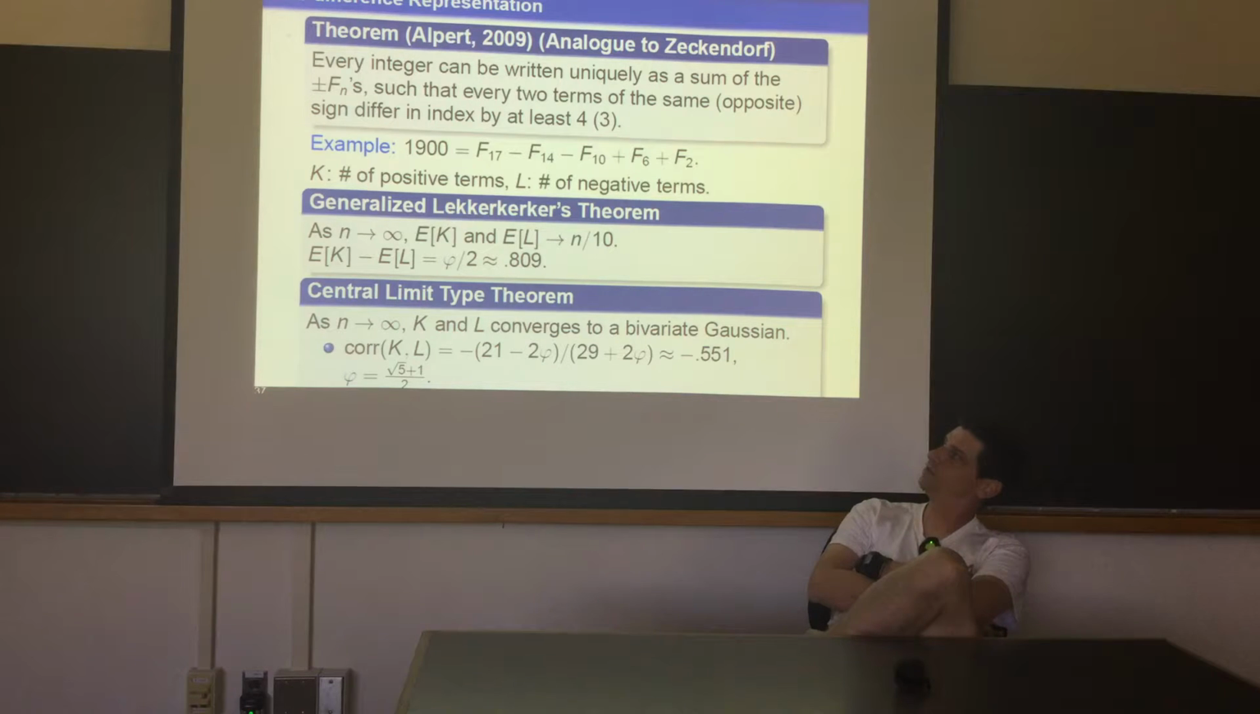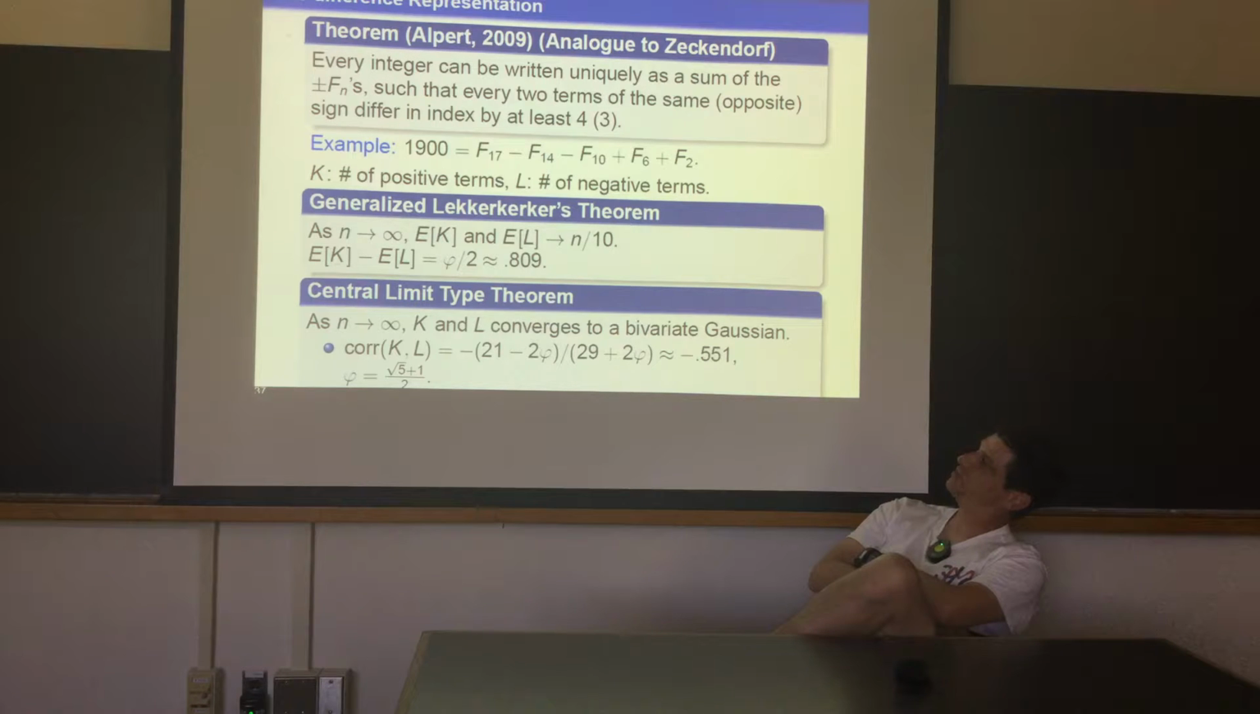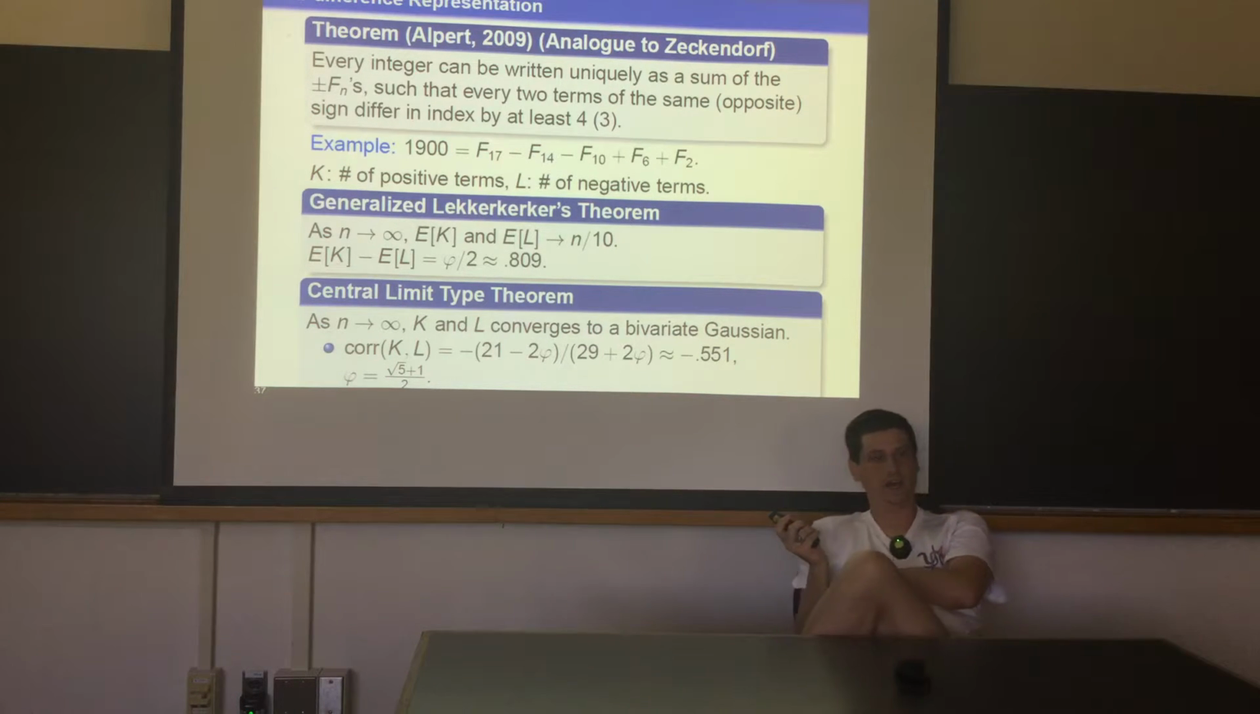Here are some other games you could play. There's a nice result that you can write every integer uniquely as a sum of plus or minus Fibonacci numbers. If you have two terms of the same sign, they must differ in index by at least 4. And if they have opposite sign, they must differ in index by at least 3. So here is how you would write 1900 as a sum of plus minus Fibonaccis. As n goes to infinity, the expected values go to n over 10. So you would expect to have basically 2n over 10, about 0.2n summands, versus about 0.276.